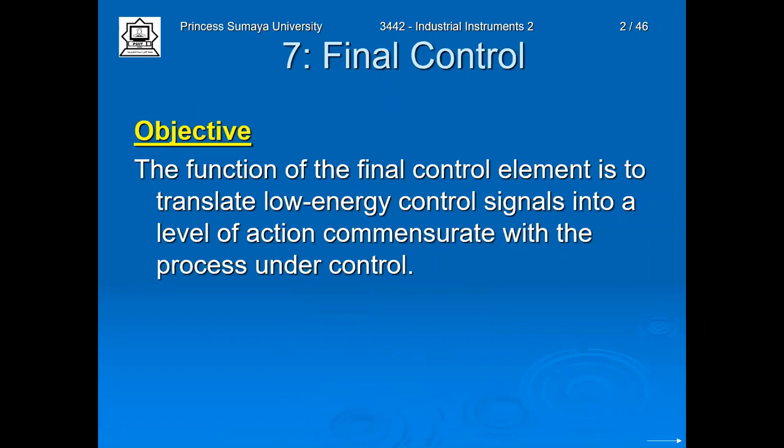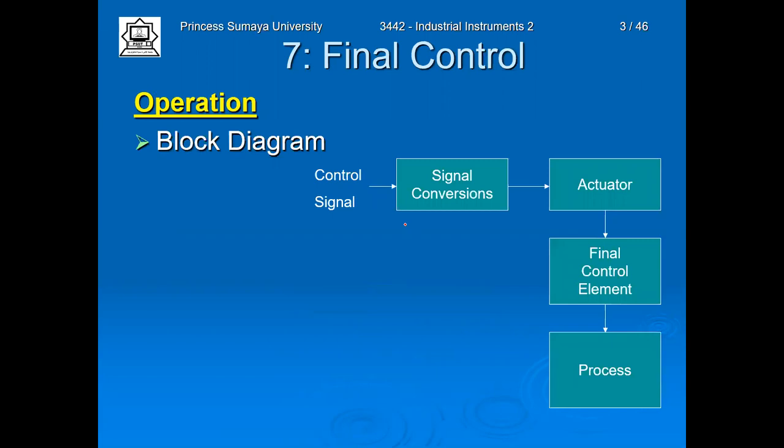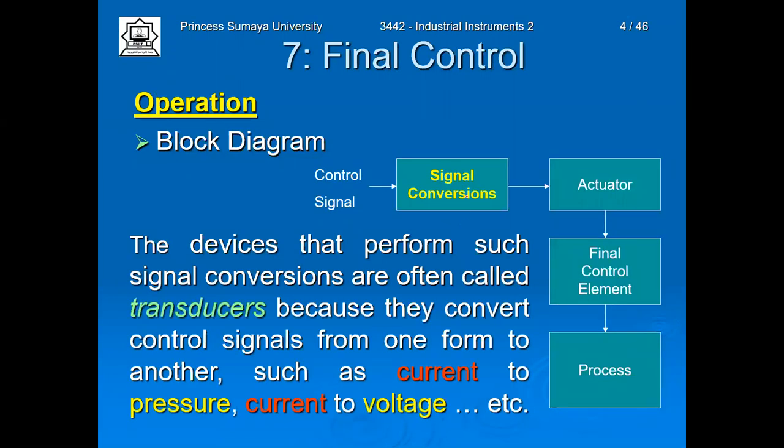So the function of the final control element is to translate a low energy control signal into a level of action commensurate with the process under control. We have this diagram. The control signal comes from the controller, which may be a current like 4 to 20 milliampere, or voltage, or a pneumatic signal. We have a signal converter here. So the first block here is the signal conversion.